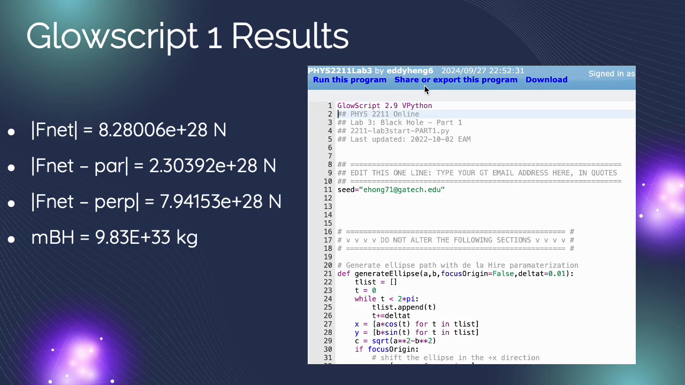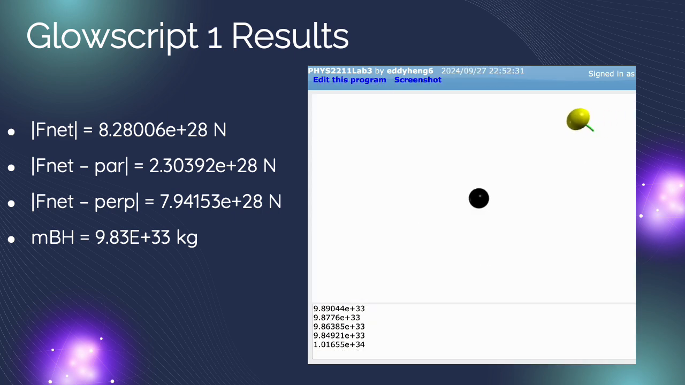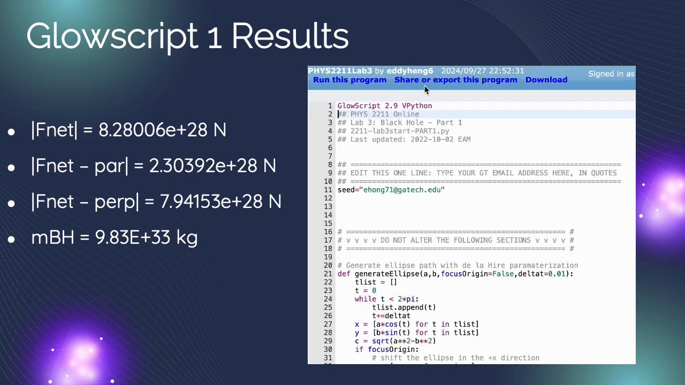From the previous slide, we are going to compile the results here, and I'm going to be playing this video. Here we have the star orbiting the black hole, as shown through the parallel and perpendicular components of the net force. The orbit isn't circular, which means we have different net forces on the star, and when you are closer to the black hole, the force is actually greater. I calculated the mass at each given time interval, and I got the average mass of 9.83 times 10 to the 33 kilograms.